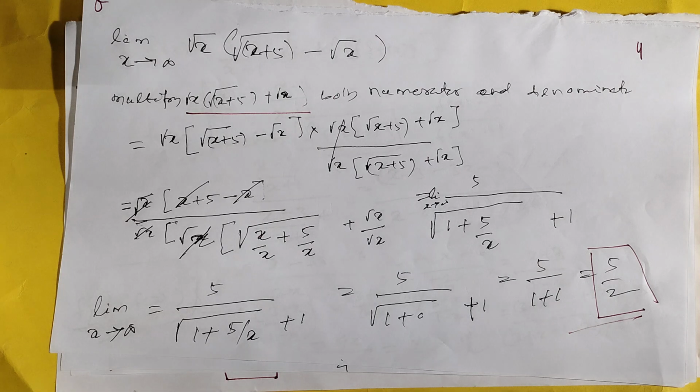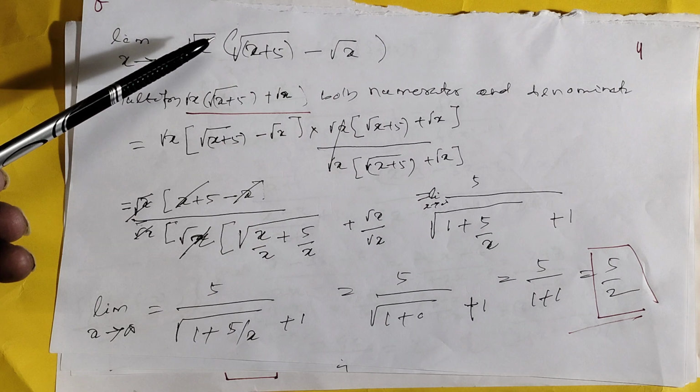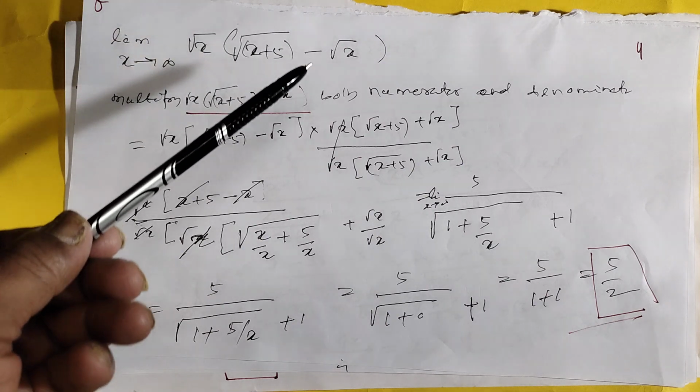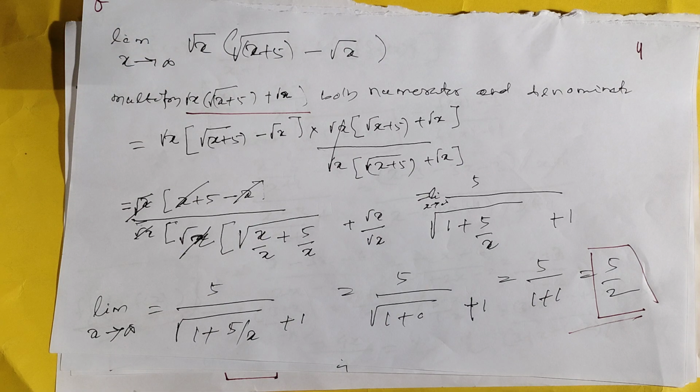Limit of root over x plus 5 minus root over x. Here what is our limit? You have to make it simple, which means you have to multiply by root over x plus 5 plus root over x. Accordingly it is coming 5 by 2.